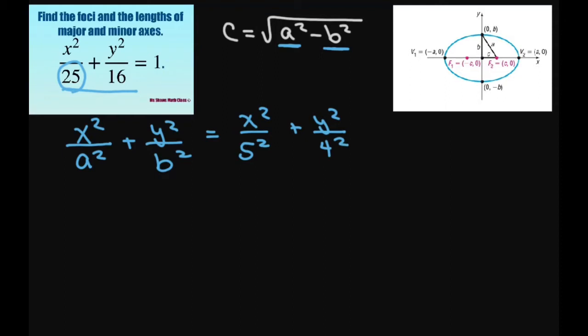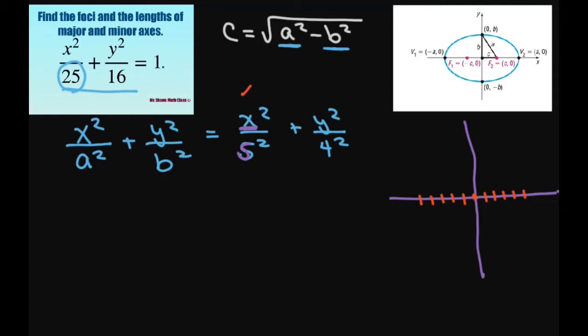Now let's just graph it. The bigger number means it goes for whatever's on top of it. So you see the x? Since this is x, x is left and right. So that means you're going to go to the right 5 and to the left 5. Our center is 0, 0. And so that's going to be there.